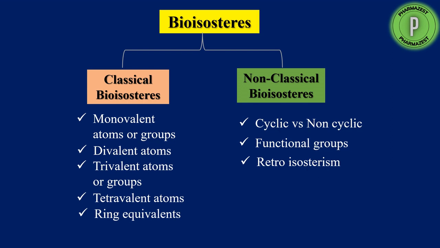Now coming to the classification of bioisosteres, you can broadly classify it into two classes. One is classical and another one is non-classical bioisosteres. In classical bioisosteres, we have monovalent atoms or groups, and then divalent, trivalent and tetravalent atoms and ring equivalents. So there are five different classifications. And in non-classical bioisosteres, we have cyclic versus non-cyclic, functional groups, and retroisosterism.